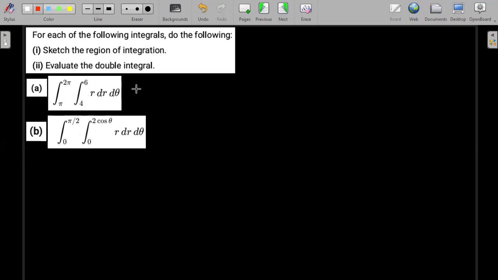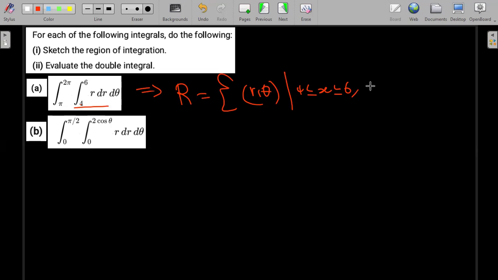The way A has been given means that our region of integration will be r, theta such that my r, the inside integral here, is from 4 to 6, and then my theta is from pi all the way to 2 pi. So this is my region here.